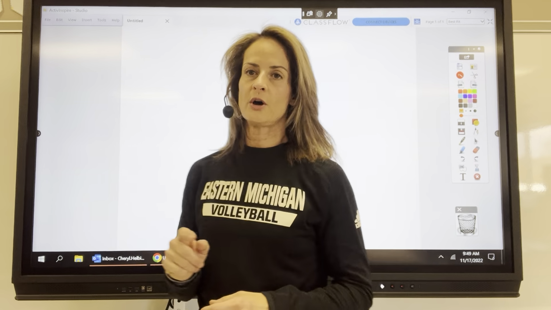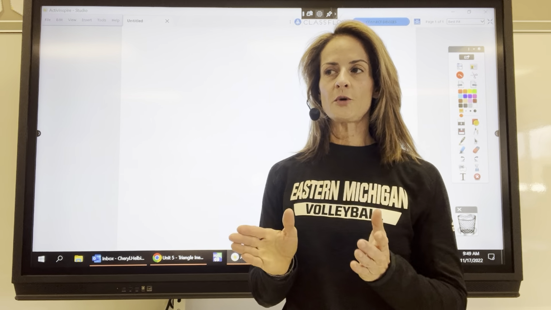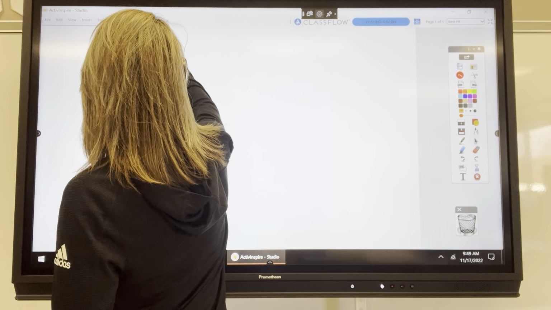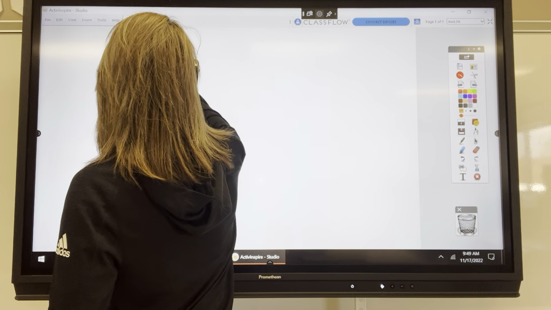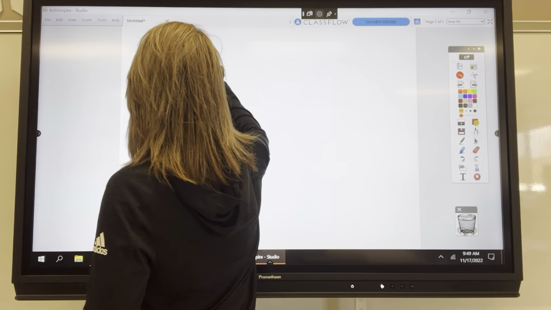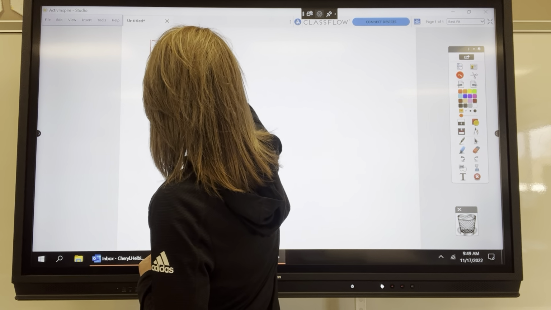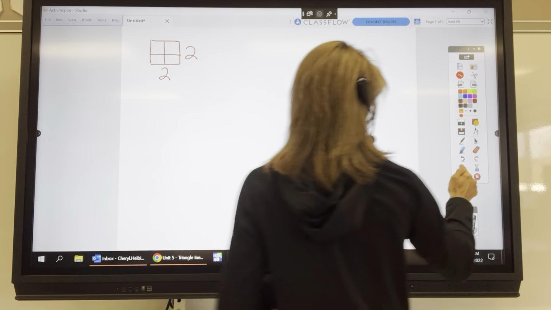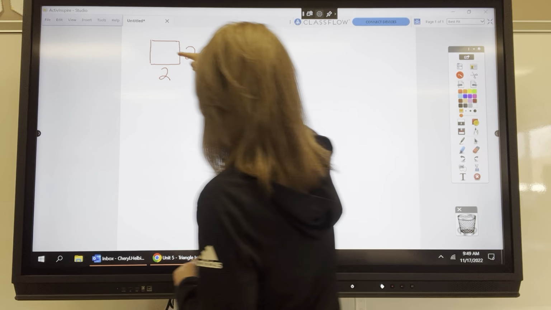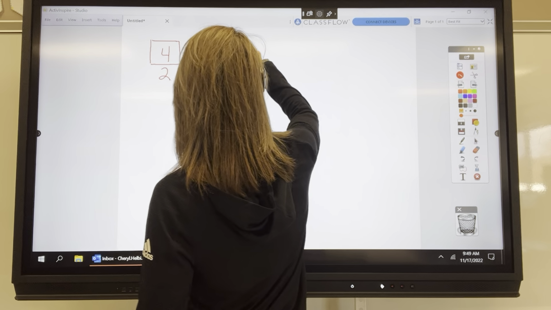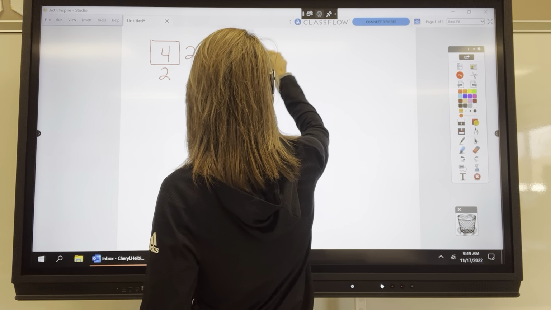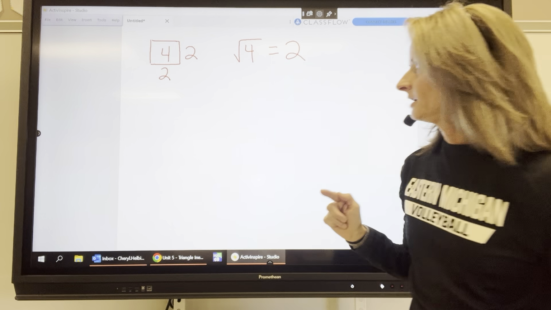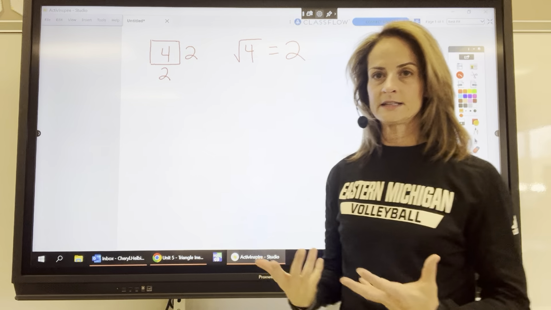Okay, so let's start with what perfect square numbers are. If I take a square, the length of each side is 2. 2 times 2 is 4, right? And you learned back in 3rd grade, if you make that into a box, there are four boxes. So that 2 times 2 is 4. 4 is a perfect square because the square root of 4 is 2. Is everybody with me?